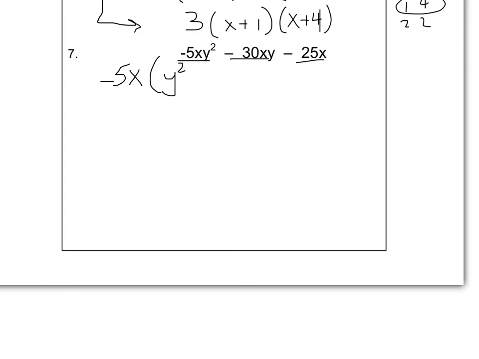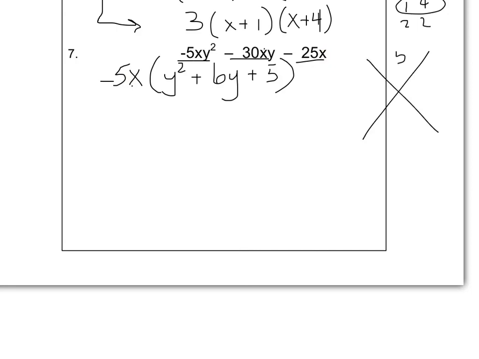Negative 30 divided by negative 5 is positive 6. I had an x, I took it away, so I don't have any x's left. I have a y, I'm not taking a y away, so I still have it. Negative 25 divided by negative 5 is positive 5. I had an x, I'm taking it away, I don't have anything left over, so now I have taken out the GCF. And now I've got to look at this trinomial.